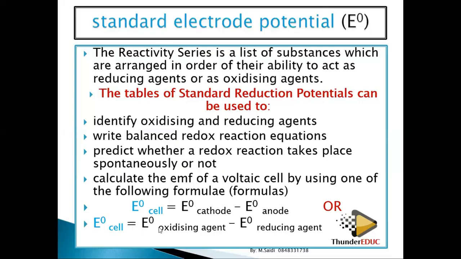The electrode potential of a cell is equal to the electrode potential of the oxidizing agent minus the electrode potential of the reducing agent. So this is the formula you're going to be using so that we can calculate. But the problem is, how do we get this and how do we get this? We need to understand how we get this figure and this figure so that we can substitute in this formula, and then we'll be able to write the electrode potential of that cell.